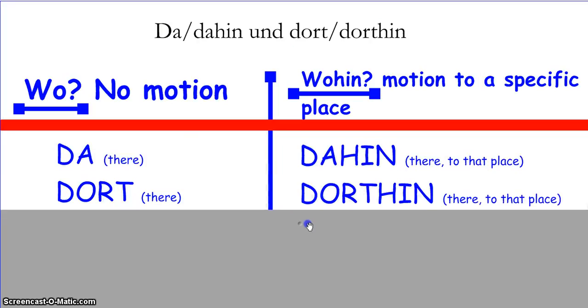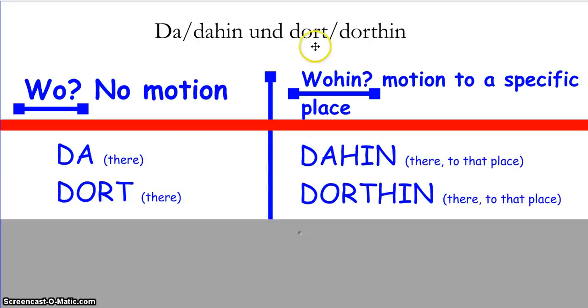So the first thing you need to understand is that da and dort both mean there, and then in contrast, the dahin or dorthin mean there, but only in reference to that place. So there's motion, like you're going to that place, to there, if you will. Whereas da and dort indicate wo, where are they now, location. So location, and motion or movement to that place or to that direction.